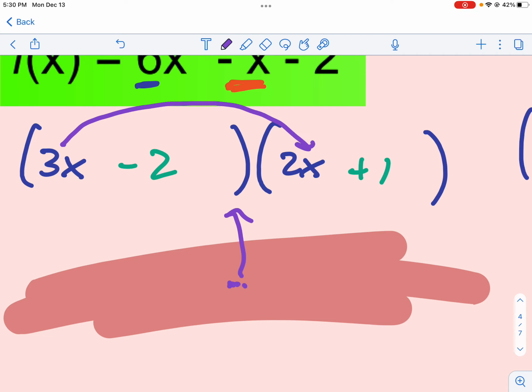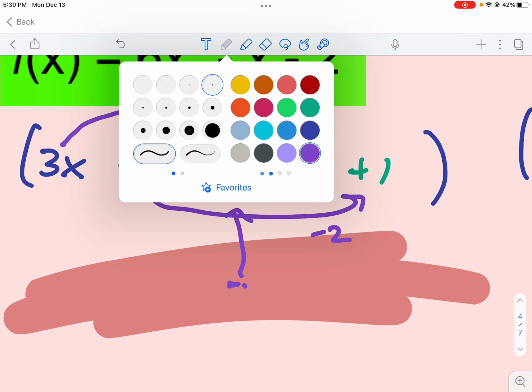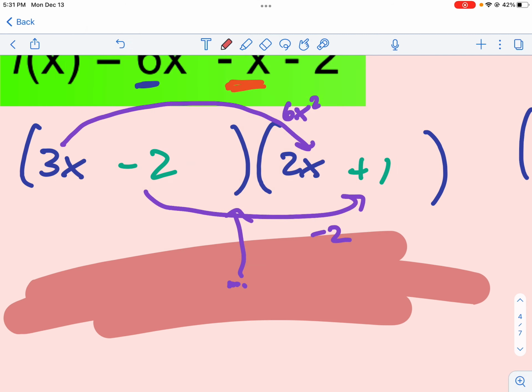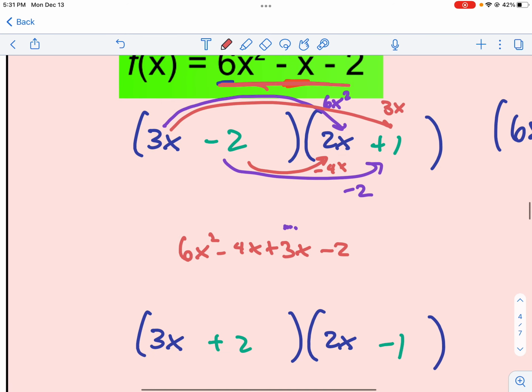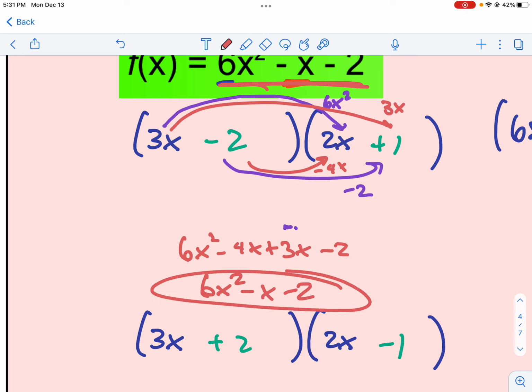I have 3x times 2x would be our 6x squared. 2 times 1 would be negative 2. Now if we check our inside term, 3x times 1 would be 3x, and negative 2 times positive 2 would be negative 4x. Writing it all out left to right, I got 6x squared minus 4x plus 3x minus 2. It looks like this one is going to match our original equation. 6x squared minus x minus 2.